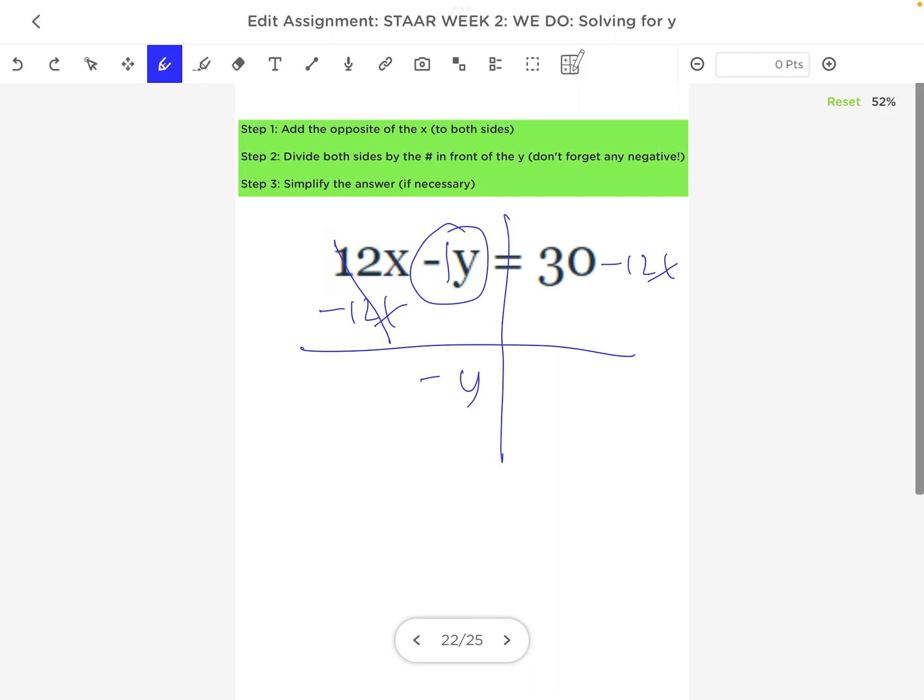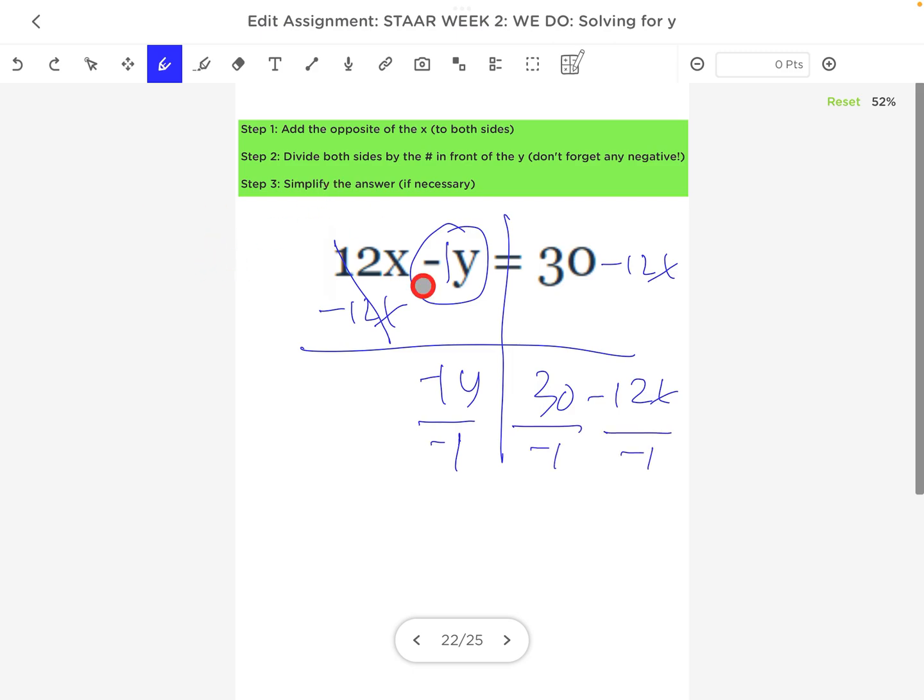Now one thing is, I may want to put that 1 up there because I know it's a negative 1y, so that may help me on this last step, especially if I get stumped. So let's just go and put that 1 there. We're going to bring down that 30 minus that 12x. Okay, so now we said we're going to divide both sides by the number in front of the y, so that's a negative 1 in front of there. So that's helpful, why we put that 1 there. Okay, I'm going to divide that by negative 1. I'm going to divide that by negative 1.